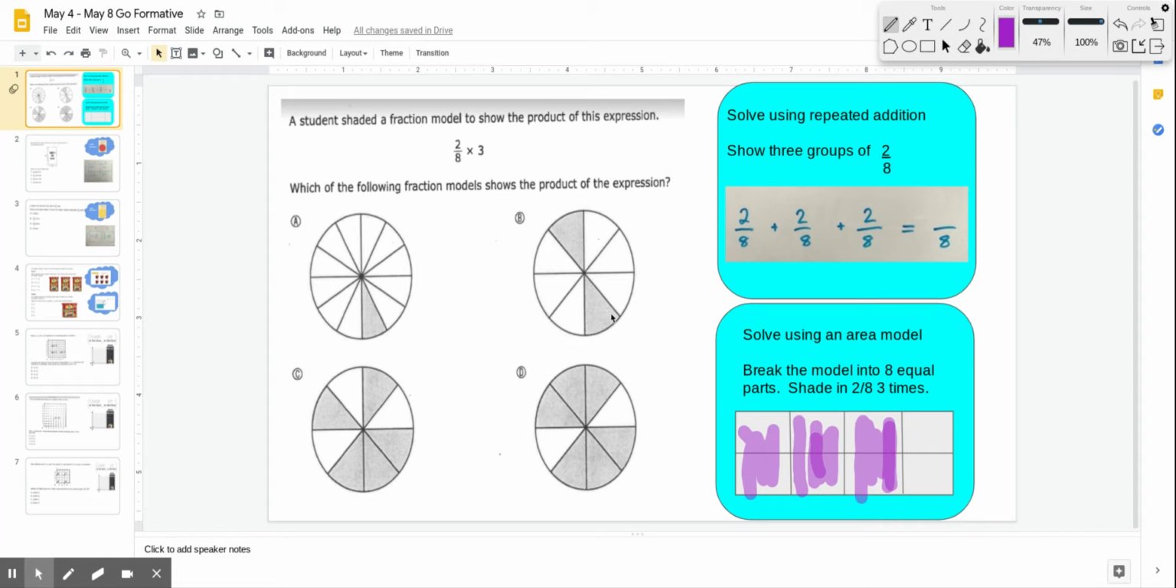The last step is to match it to one of these fraction models. We know the denominator is going to be 8, so you have to find a model that's already broken up into 8 pieces. Then for your numerator, it's whatever you got here, or just however many are shaded.